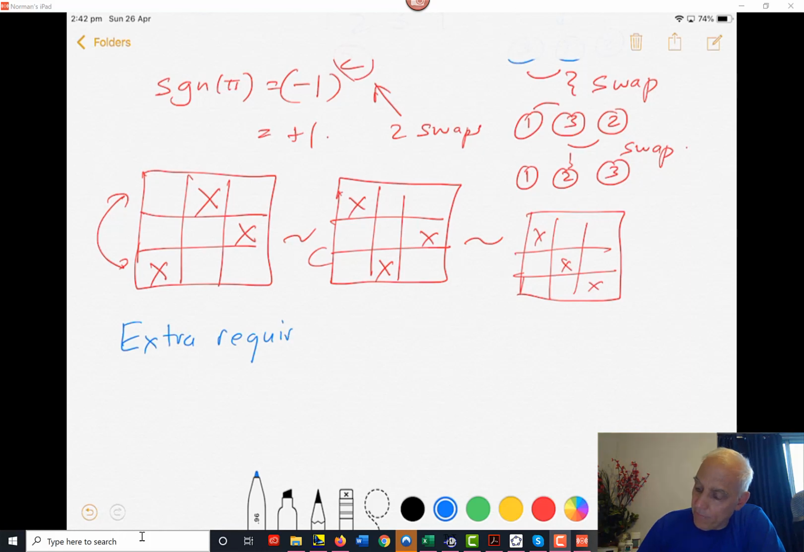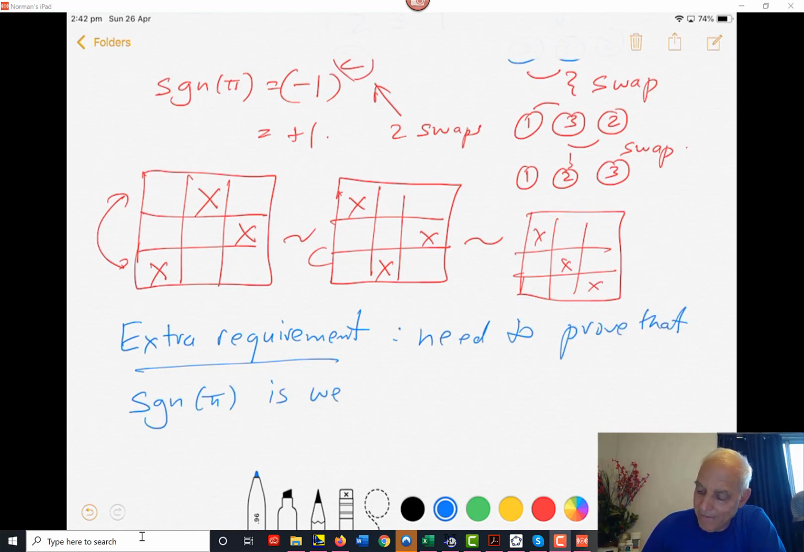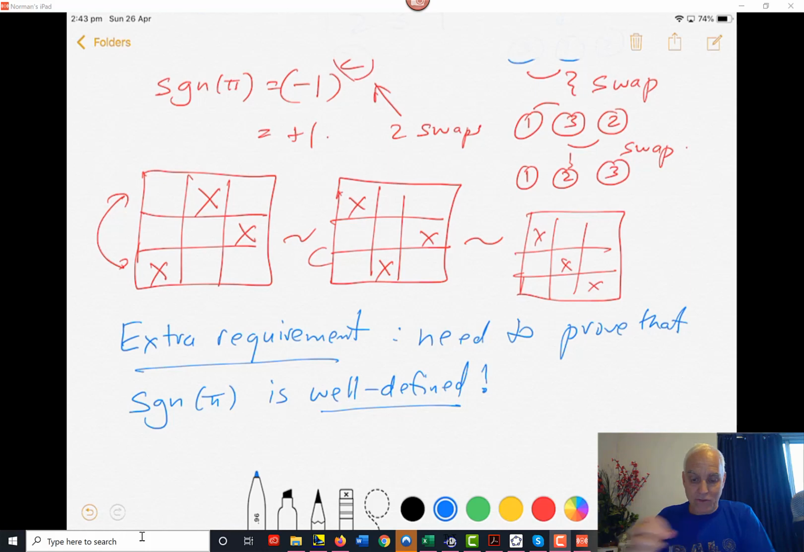We need to prove that the sign of a permutation is well defined. What does that mean? Well, let's say we've done a permutation, and then I come along and start swapping two at a time, back and forth, and it takes me 27 swaps. Let's see, it's a big thing. 27 swaps to get back to the identity. So then I would calculate that the sign of this big permutation is minus 1, because it's minus 1 to the 27.